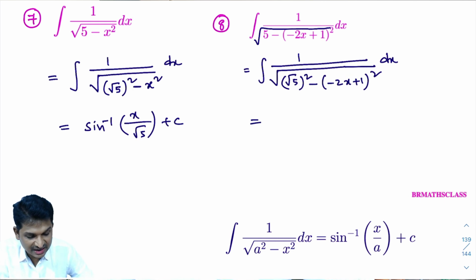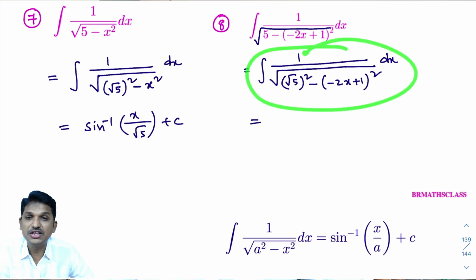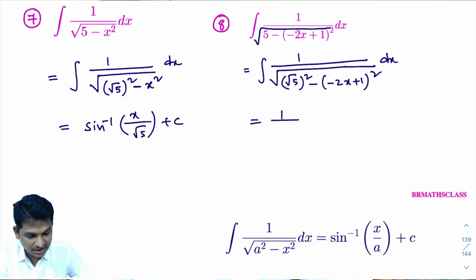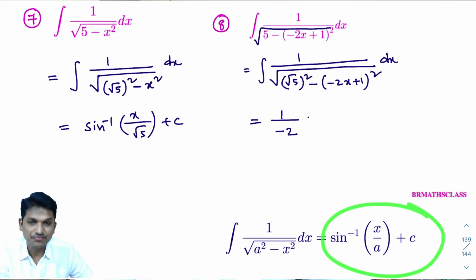How to write its answer directly? This answer starts with 1 by x coefficient. What is the x coefficient here? The x coefficient is minus 2. Its answer starts with 1 by x coefficient. 1 divided by, what is the x coefficient? The x coefficient is minus 2. Right? Now I'll start applying this formula.